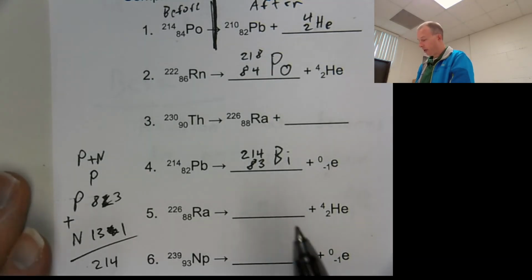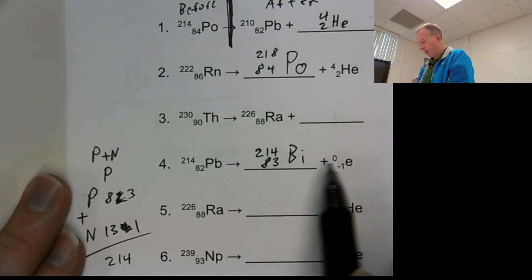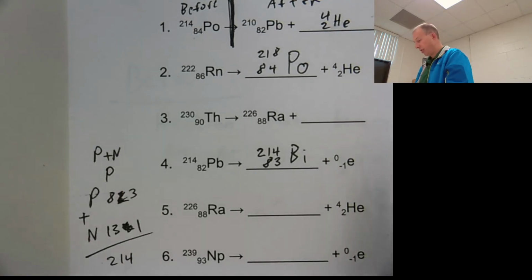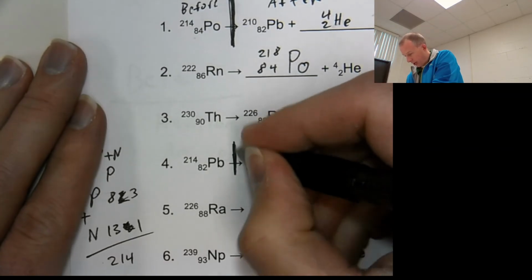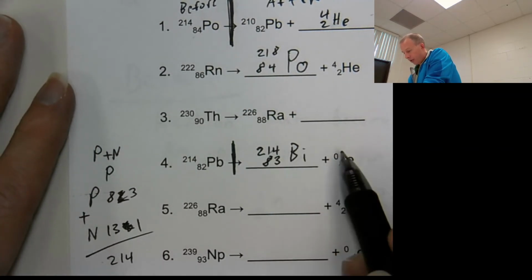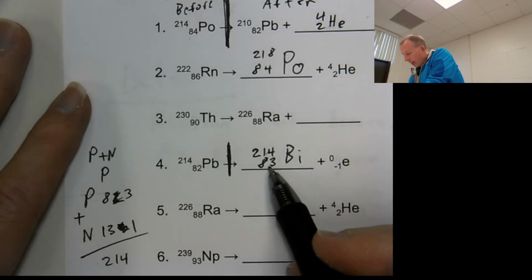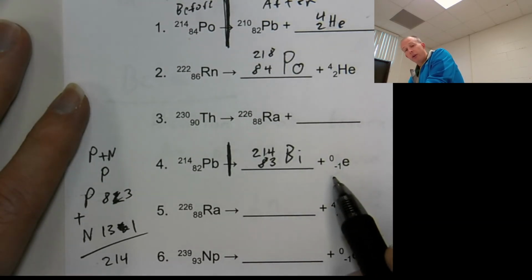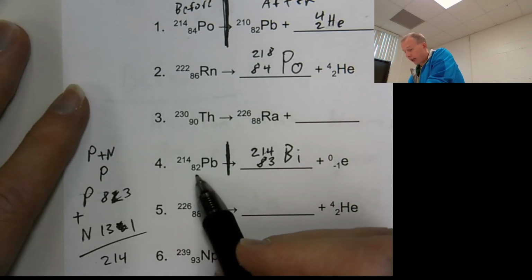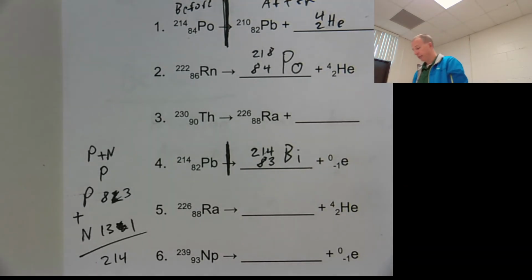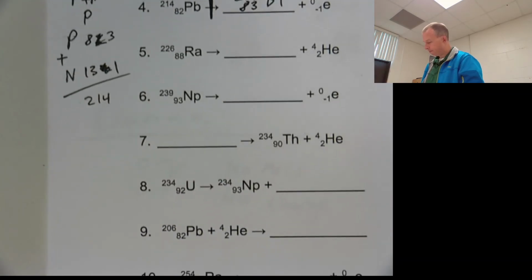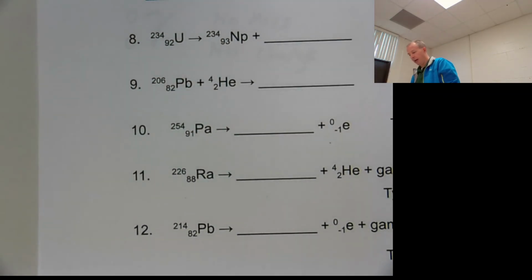The one thing it does help with, though, is in checking our math here, because you want to make sure the numbers on top and bottom all add up, in our before and our after. So here we've got 214 plus 0, which is equal to 214. Over here we've got 83 plus a negative 1, which is 82. We got 82 over there. Straightforward as that.